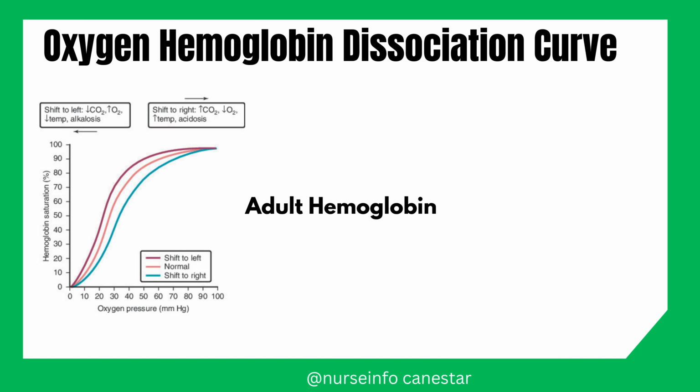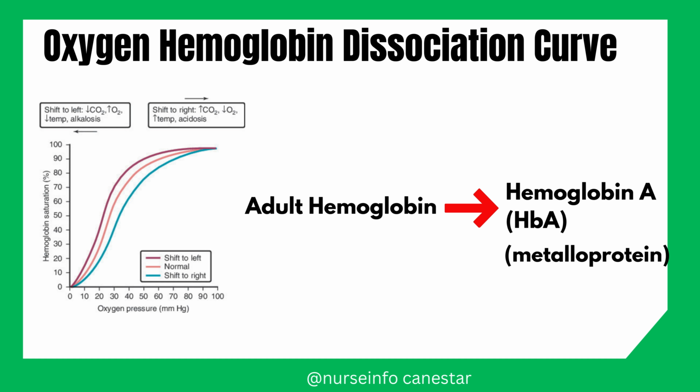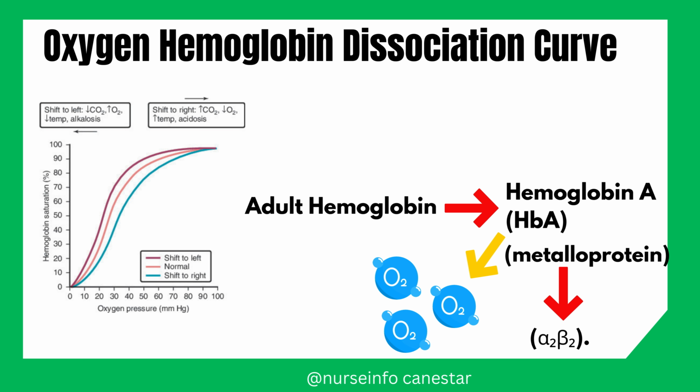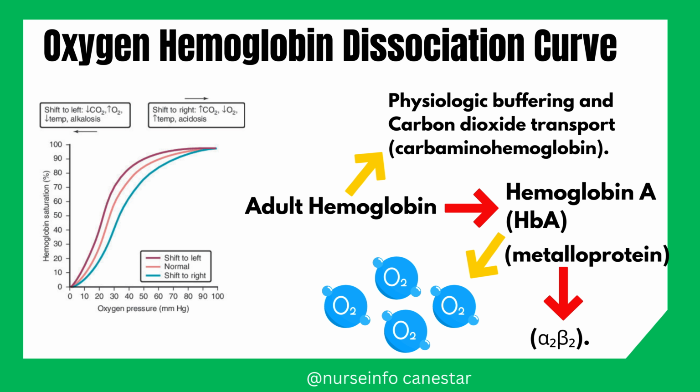Most adult hemoglobin is hemoglobin A, HbA, an iron-based metalloprotein made of 2 alpha and 2 beta globular protein subunits, a tetramer. Each HbA molecule can hold up to 4 oxygen molecules, but the hemoglobin molecule is also involved in physiologic buffering and carbon dioxide transport, carbaminohemoglobin.